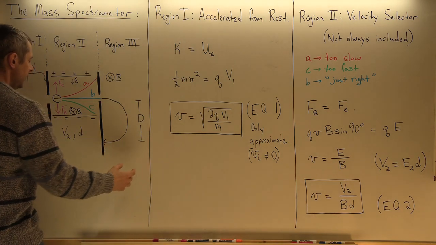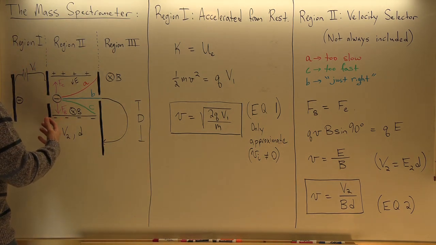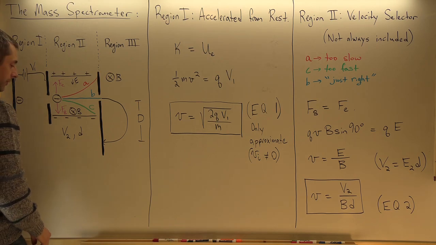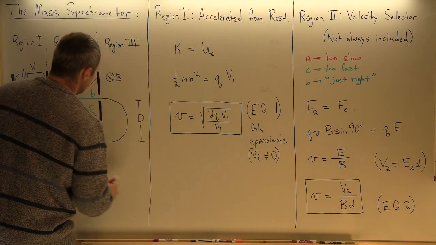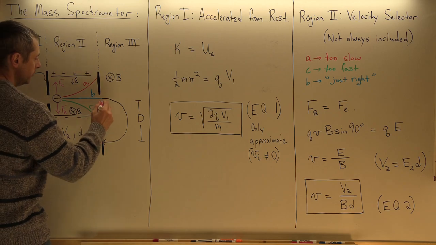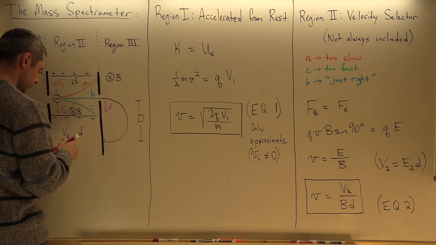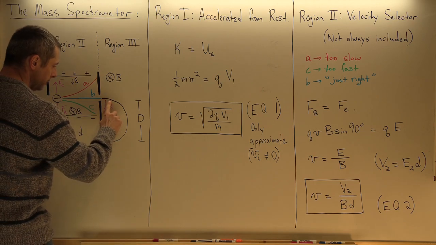In this region, the electric field no longer exists, but we still have the magnetic field and still the magnetic force, which by the right-hand rule again points down like this. And that becomes a centripetal force.